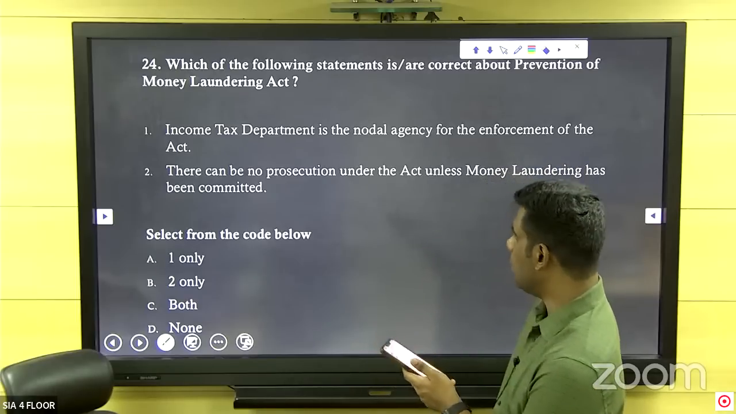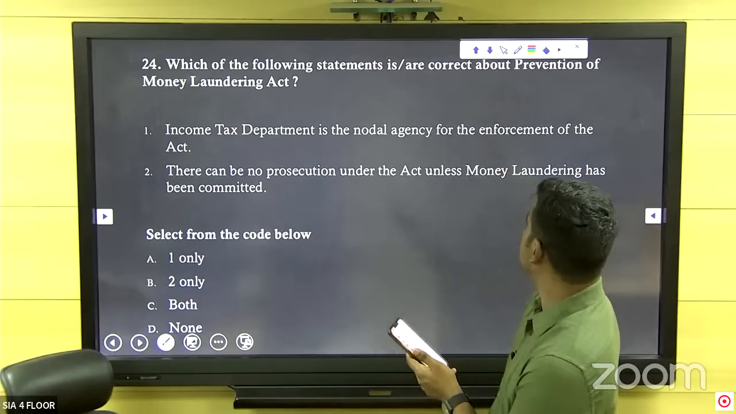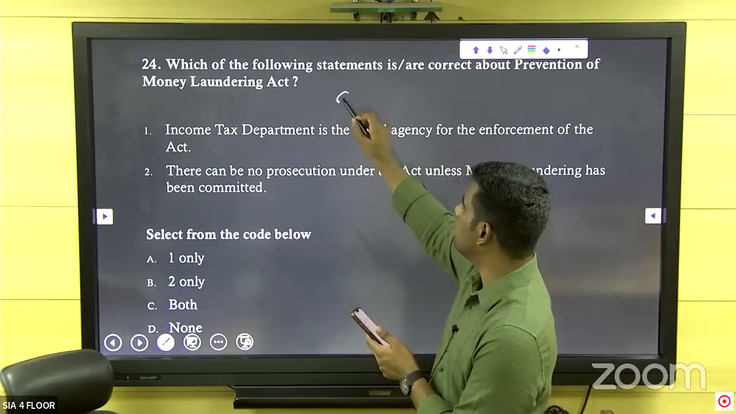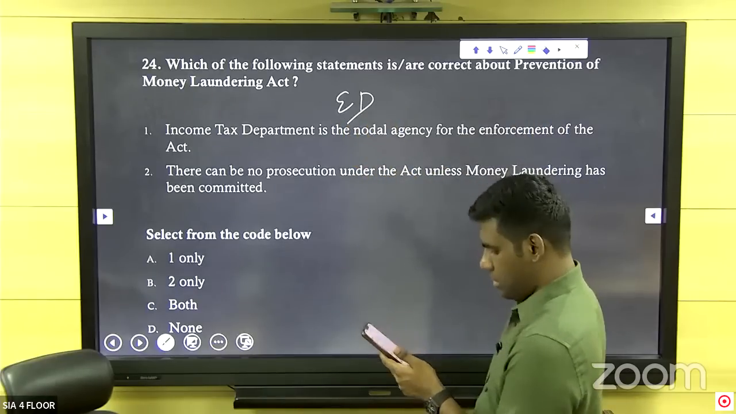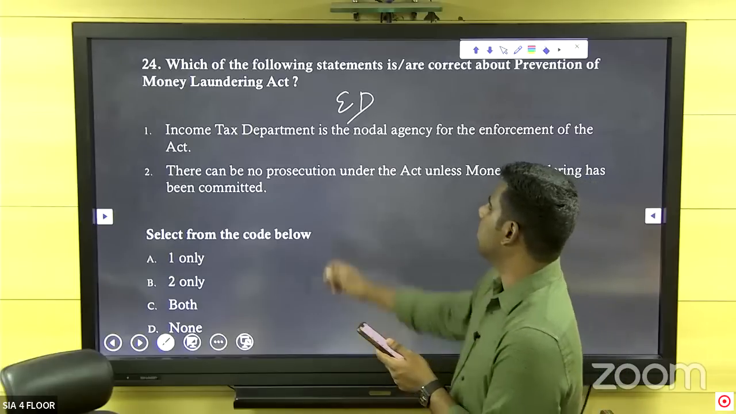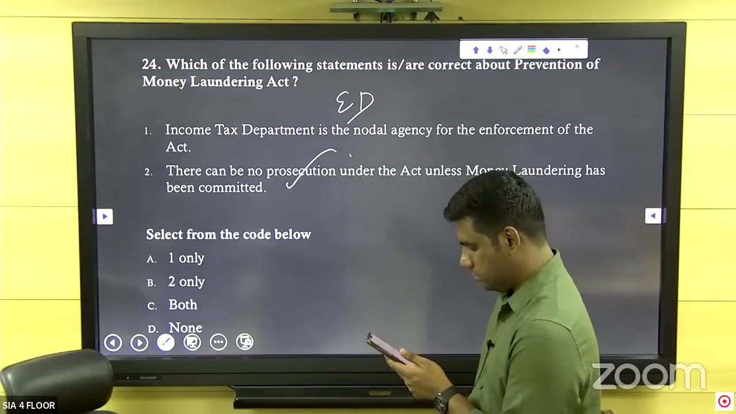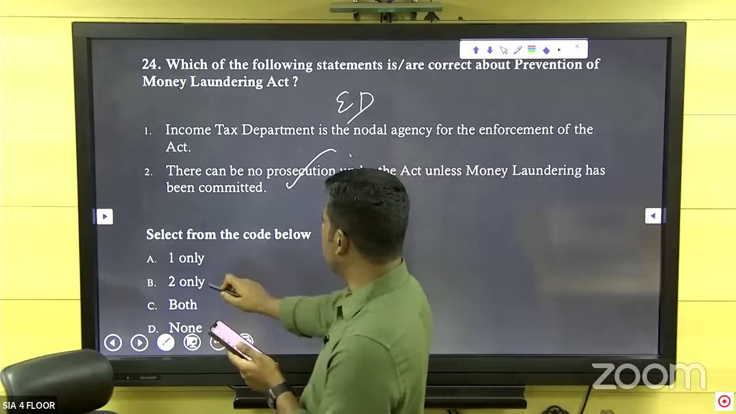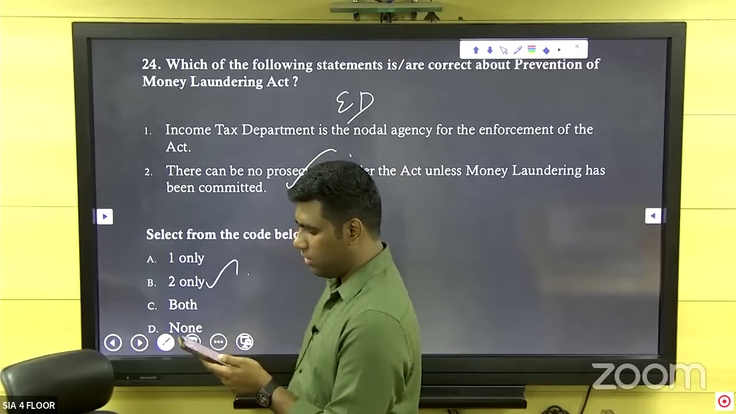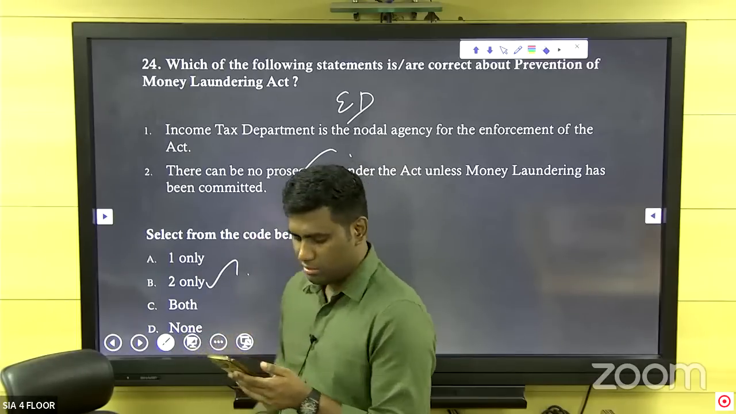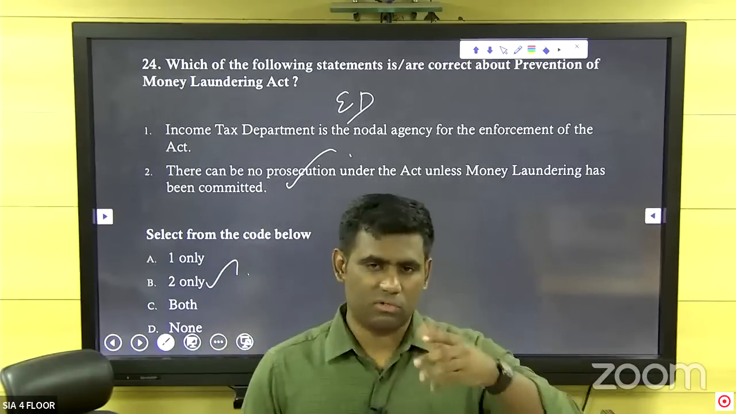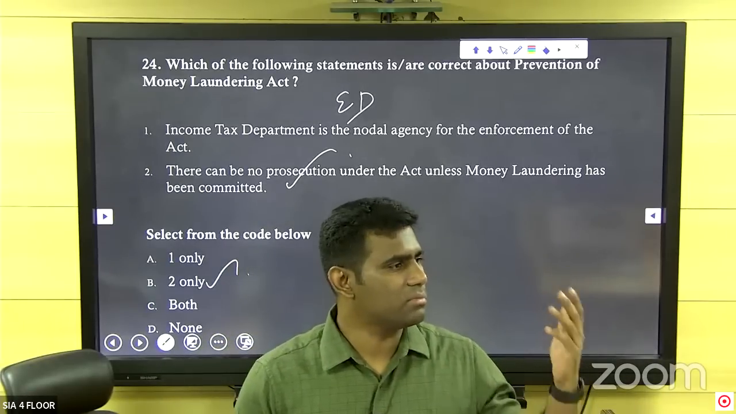Okay, B, D. All right. See, the nodal agency to enforce the provisions of PMLA is not income tax, it is the Enforcement Directorate. There can be no prosecution under the act unless money laundering has been committed, is a correct statement. So 2 only is the correct answer. You should not simply choose D, none. I don't know why you have gone for D. Without knowing, please don't attempt. Especially in these kinds of questions, 2 options you have eliminated. Why do you have to simply attempt it?